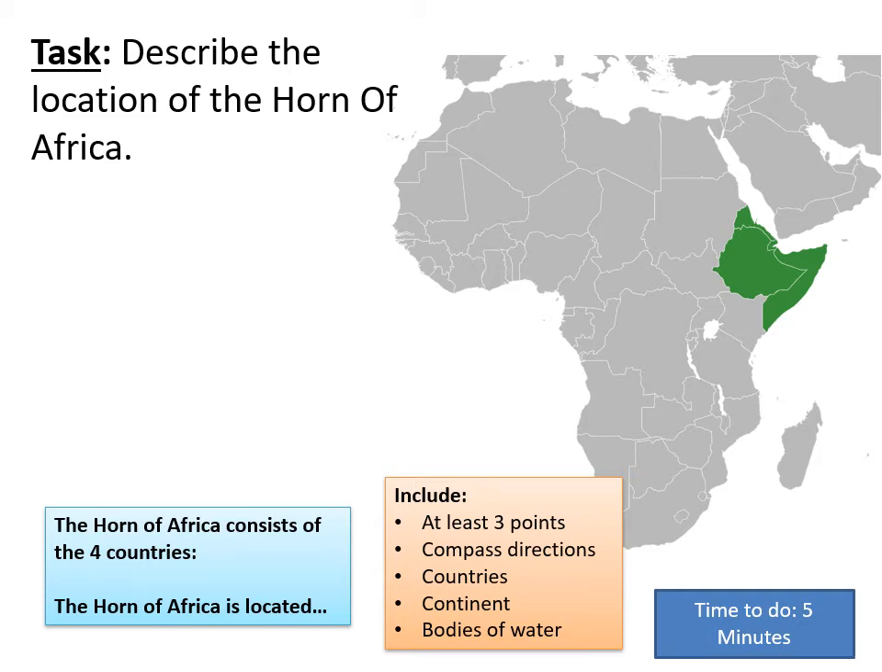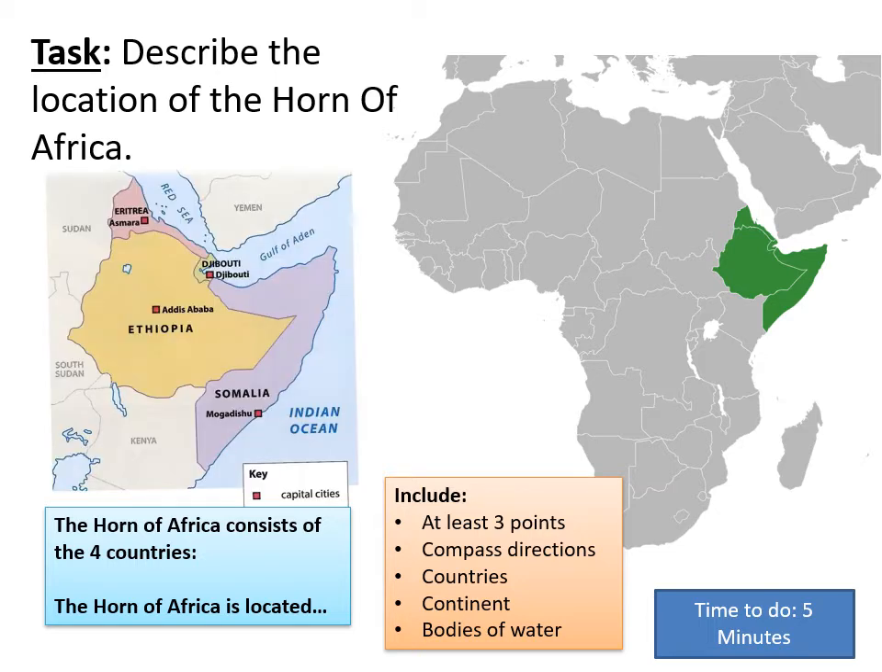Okay, so on the board you've got the map that I just showed you, showing you the region. You've got in the blue box a couple of sentence starters. In the orange box, you've got some guidance, some success criteria in order to write this sentence. So the first thing you're going to write is the Horn of Africa consists of the 4 countries, and you are going to name them. Now, this map is going to be very useful to help you with that.